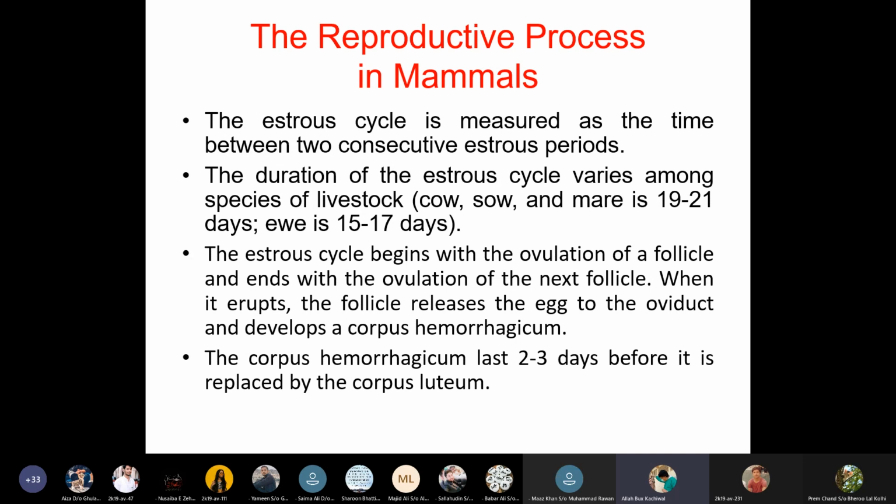The estrus cycle is measured as the time between two consecutive estrus periods. The duration of the estrus cycle varies among species of livestock. Cow, sow, and mare have 19 to 21 days, ewes have 15 to 17 days. The estrus cycle begins with the ovulation of a follicle and ends with the ovulation of the next follicle. When it erupts, the follicle releases the egg to the oviduct and develops a corpus luteum hemorrhagicum. The corpus luteum hemorrhagicum lasts 2 to 3 days before it is replaced by the corpus luteum.